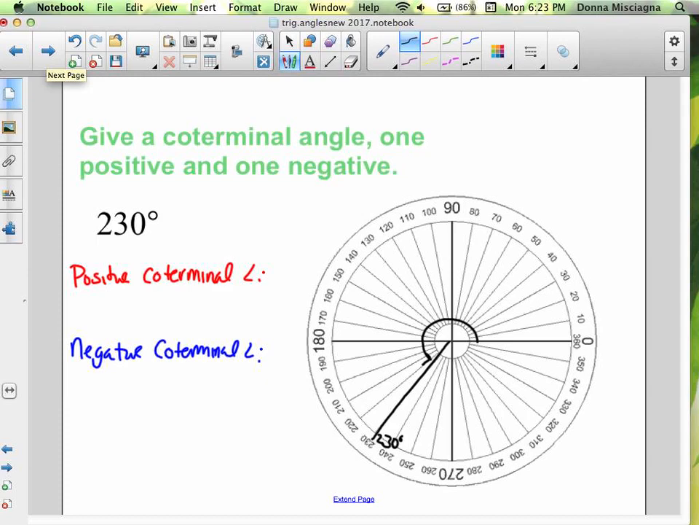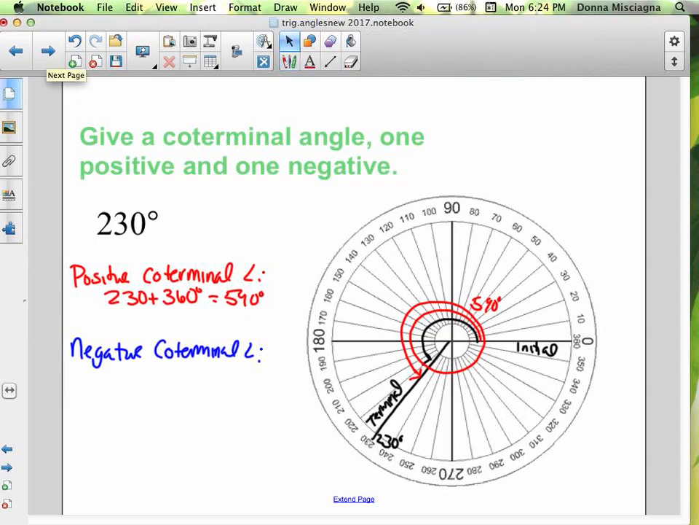And of course, this is our terminal side. This is our initial side. If we want to graph a positive coterminal angle, we simply have to take 230 and add 360 degrees to it. So that's going to give us 590 degrees. It's going to go counterclockwise all the way around the circle, and then keep on going another 230 degrees. And so that is what a 590 degree angle looks like. It is coterminal to 230 degrees because the terminal side is in the same location.